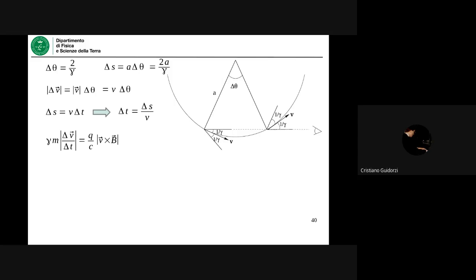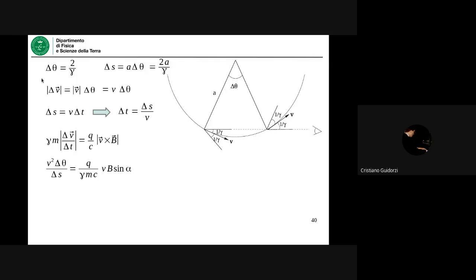Now let's consider the modulus of the equation that we saw before. This is just Newton's second law applied to the case we already saw. Now, delta v over delta t, if you replace delta v as v delta theta and delta t as delta S over v, you have this side equal to this side. I just replaced the modulus of this vector product with the product v B times the sine of the angle between them.